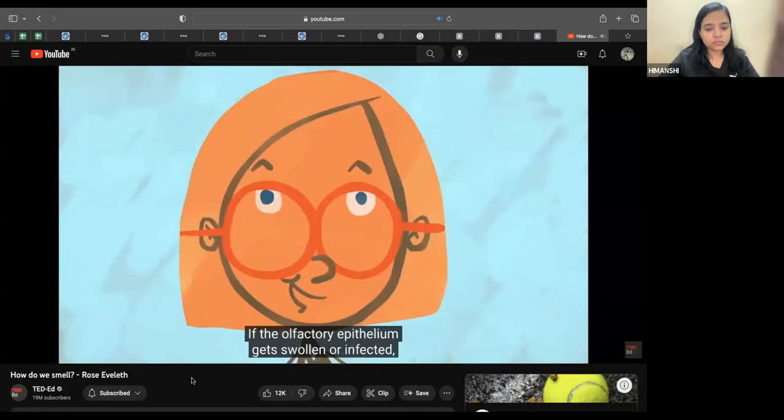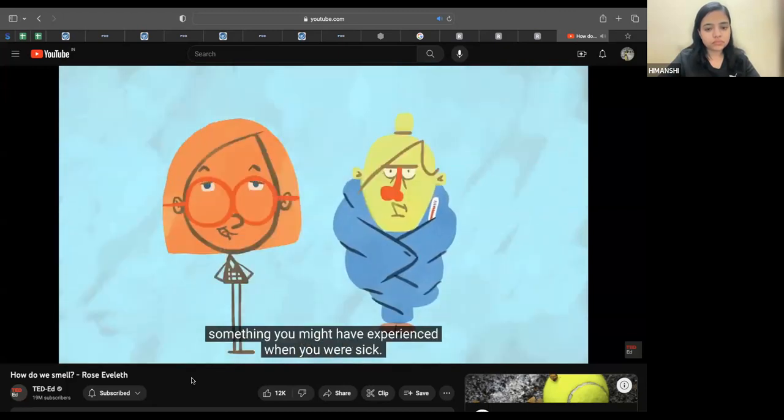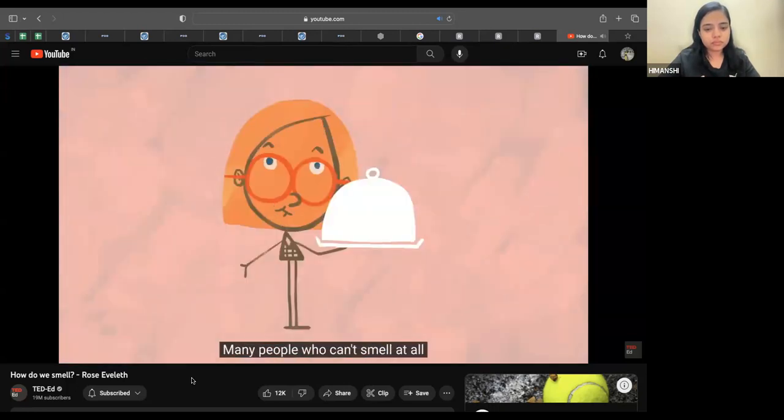If the olfactory epithelium gets swollen or infected, it can hamper your sense of smell, something you might have experienced when you were sick. And not being able to smell anything can mess with your other senses too. Many people who can't smell at all also can't really taste the same way the rest of us do.